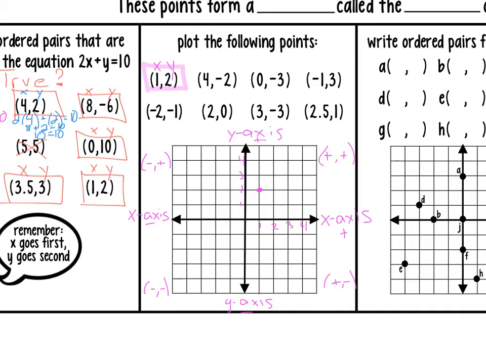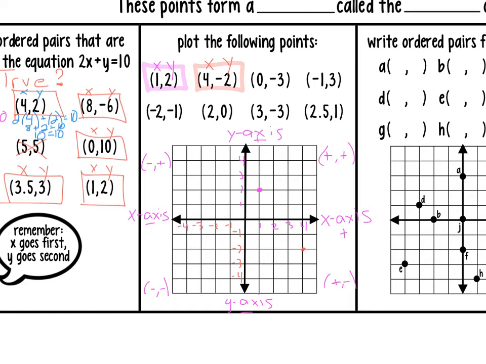The second point that we have here is 4, negative 2. So our x value is positive 4, and our y value is negative 2. That's going to put us in quadrant 4. Because our x is positive 4, we're going to move 4 to the right from our origin, and then we're going down 2 because our y value is negative. These still count by ones, they're just negative values. Might as well label our x while we're at it.